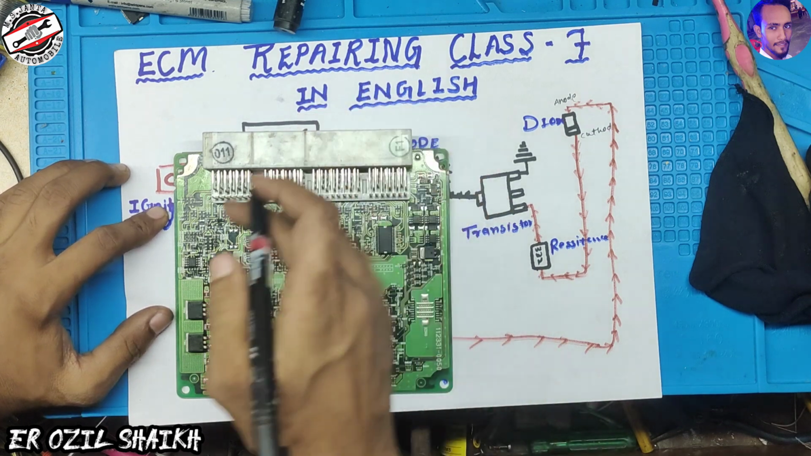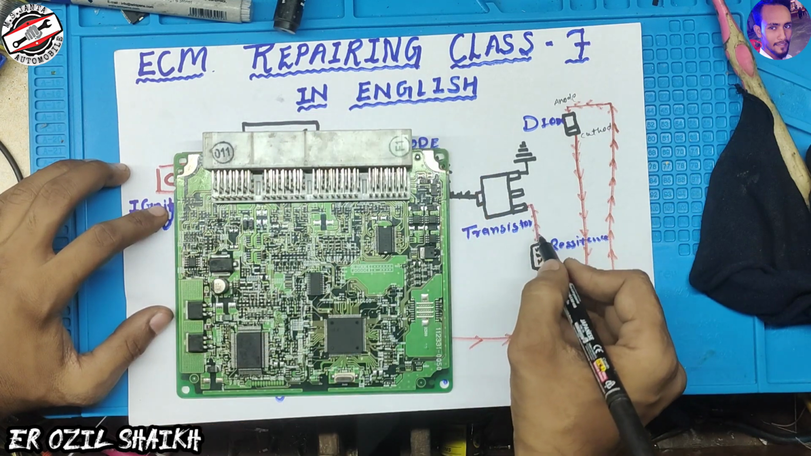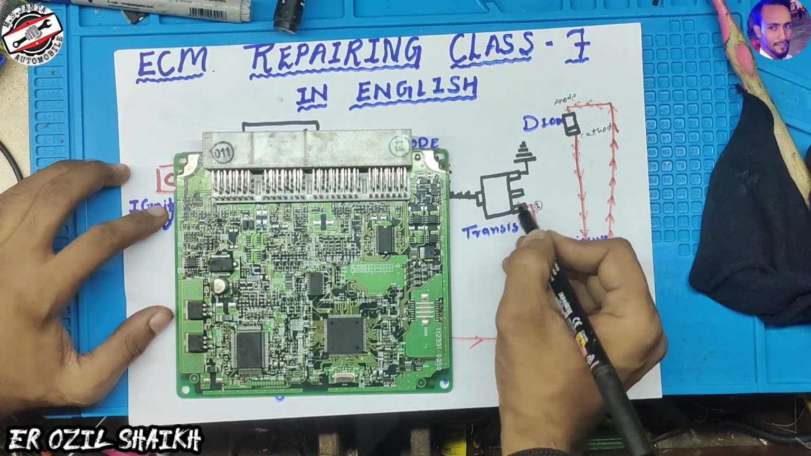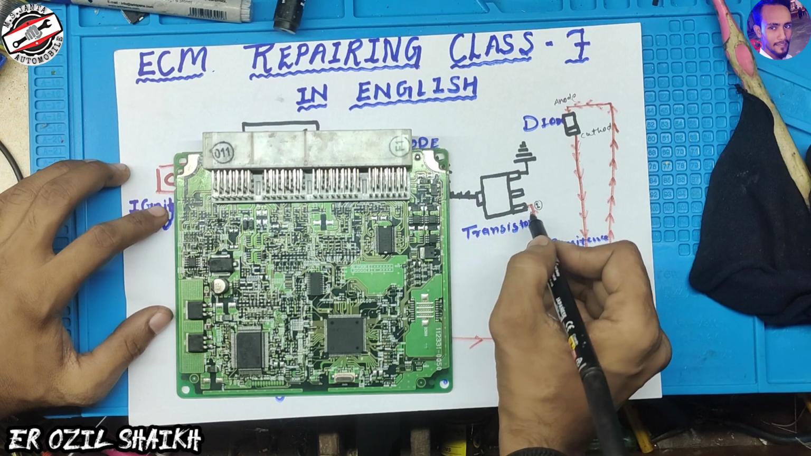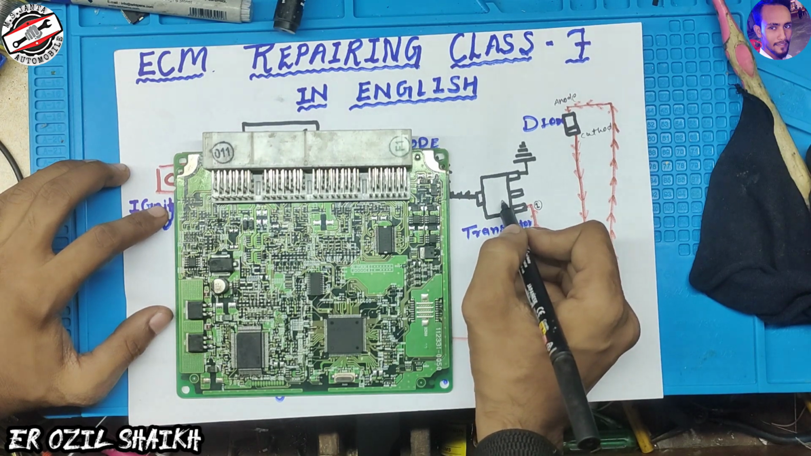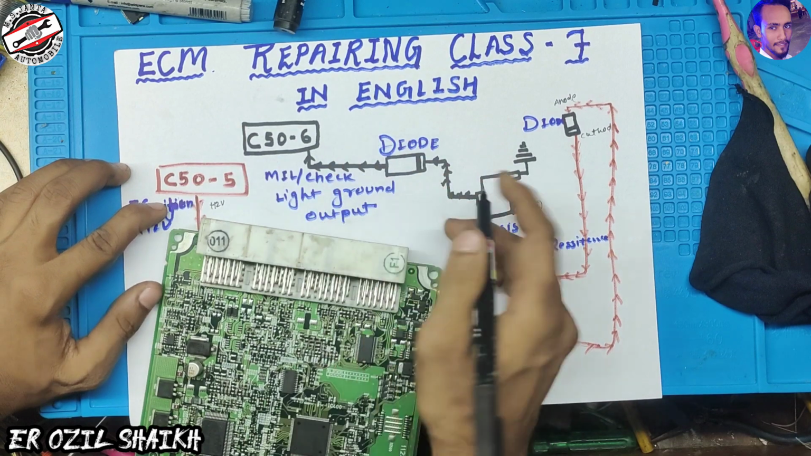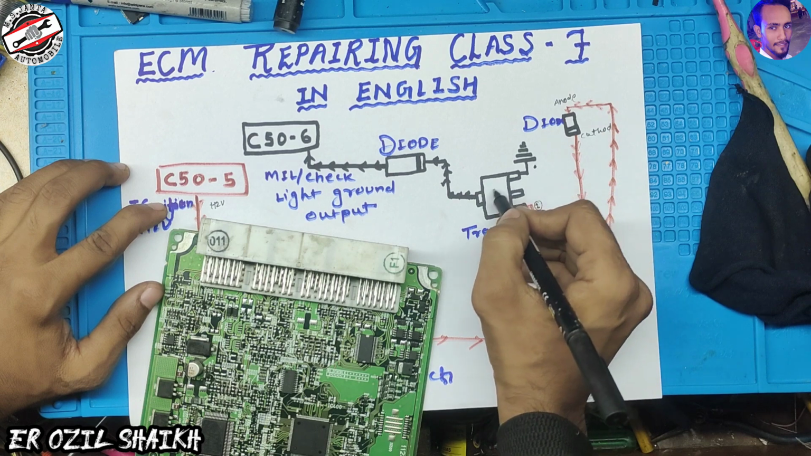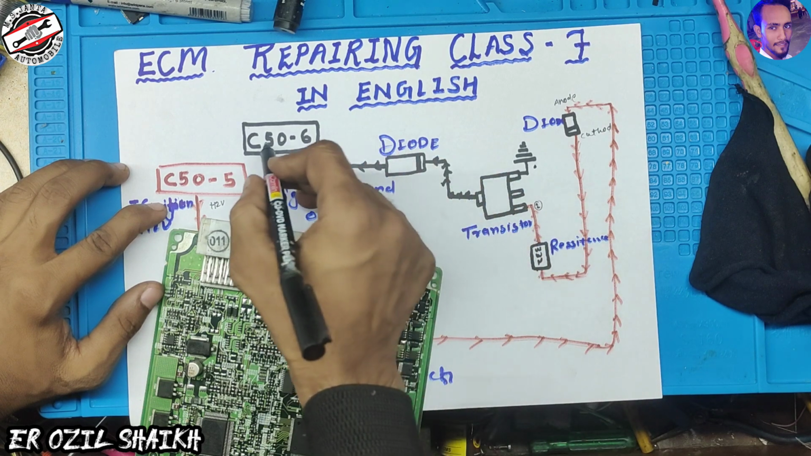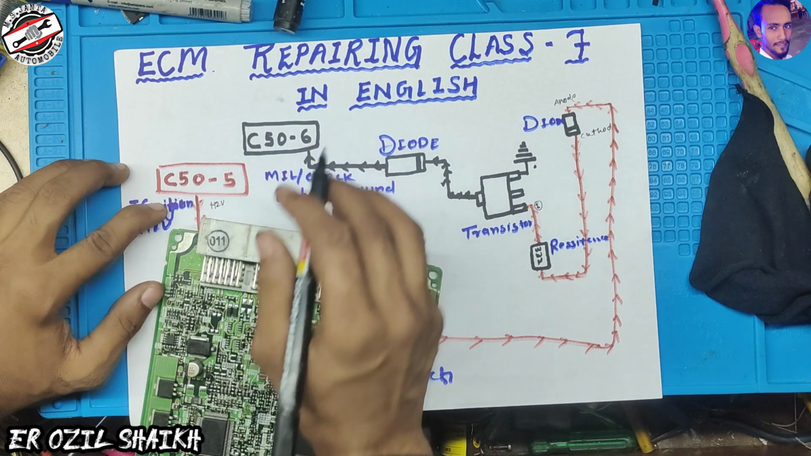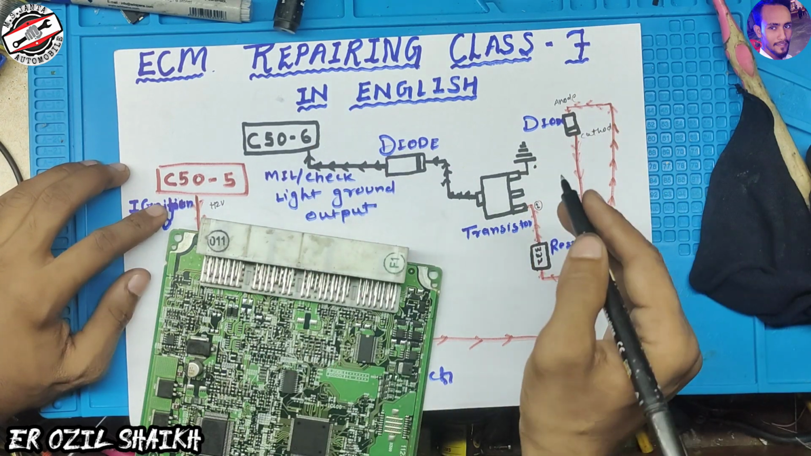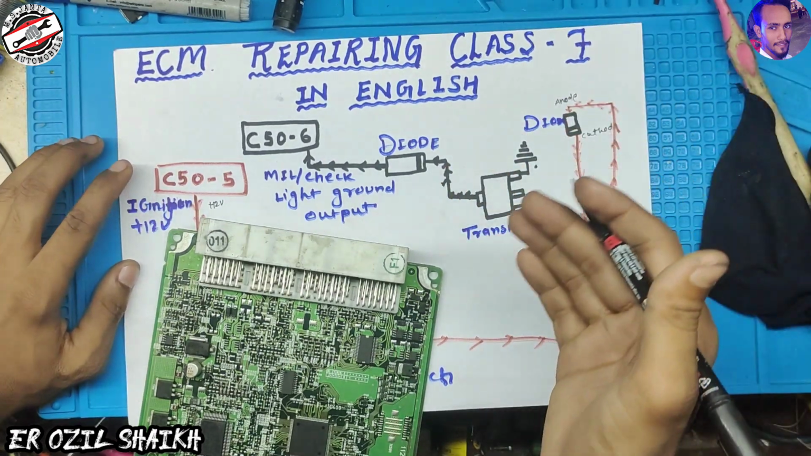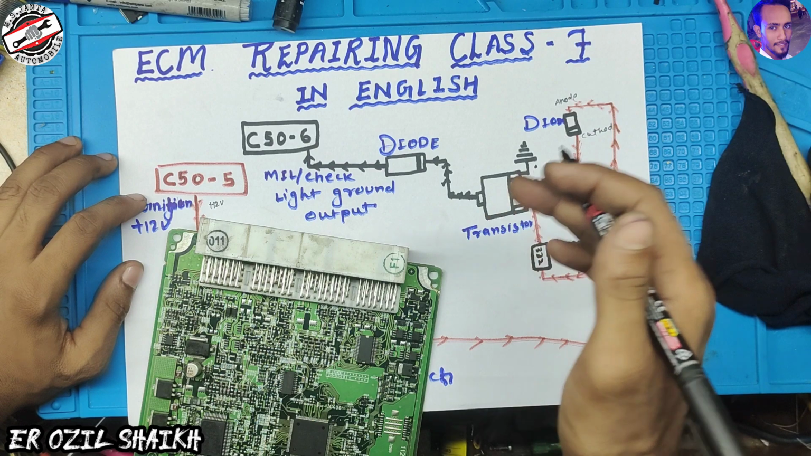And so when 12 volts comes inside and goes to the transistor pin number 1, at that time this transistor produces ground from this ground through the diode to pin number C50, pin number 6. So how does it work? A transistor works like an amplifier and for switching also. We can use it for switching and amplifying also.